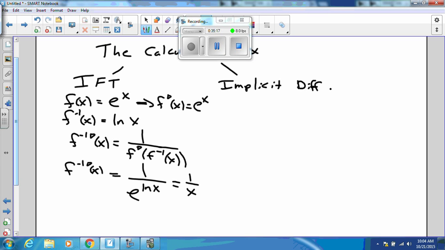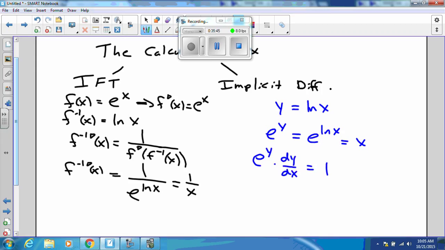The same kind of thing happens over here with implicit differentiation. If y is equal to ln x and I'm seeking dy/dx, then I can get rid of my function with an unknown derivative by applying the inverse to both sides. And now if I differentiate with respect to x on both sides, I get e to the y times dy/dx is equal to 1. And dy/dx is equal to, therefore, 1 over e to the y, which is 1 over x. And we're done.